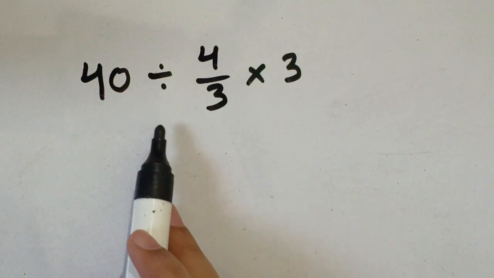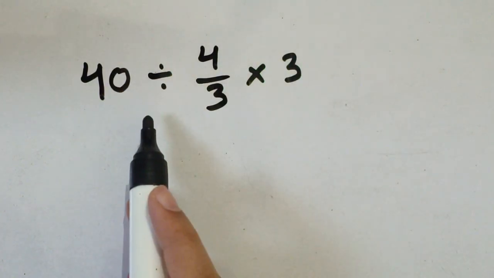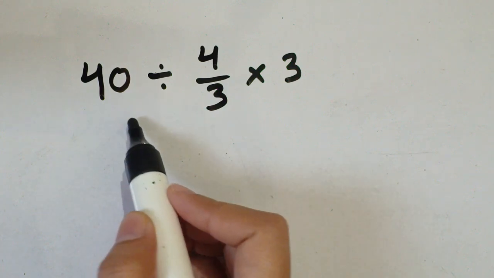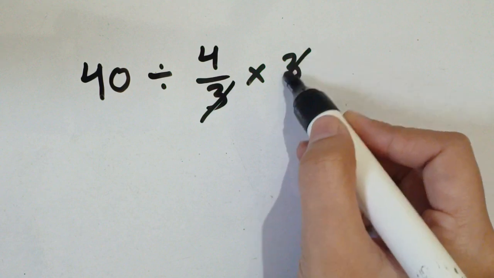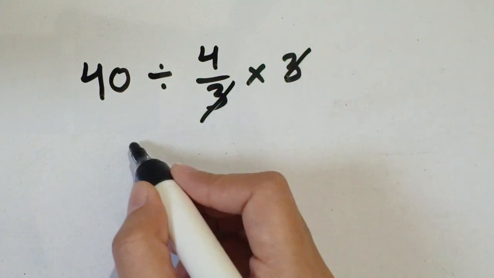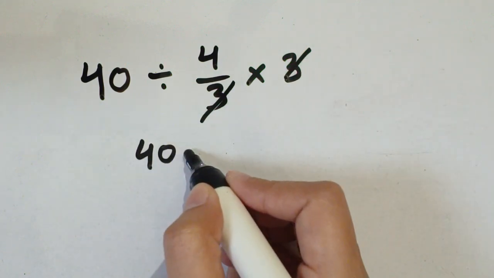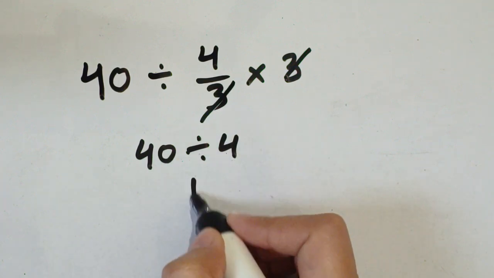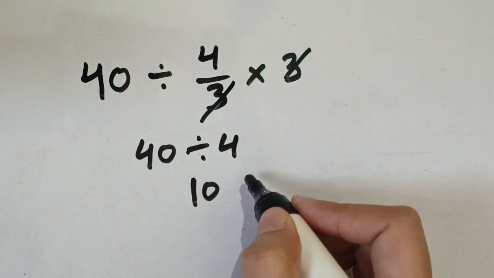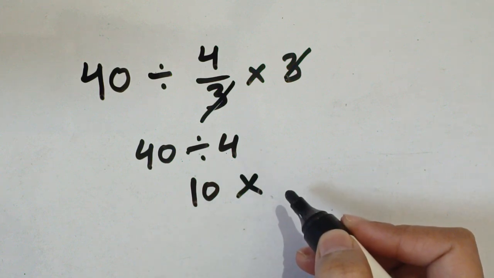So in this video we have to find the value of this expression. So let's solve this. So here this 3 will get cancelled, and what's left is 40 divided by 4. So when you divide this you will get 10. But this is incorrect. This is the wrong answer.